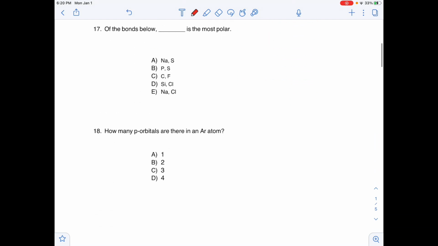For question 17, it says, of the bonds below, blank is the most polar. So you're looking for the difference in electronegativity, and when you work this out, you will end up finding that the bond between sodium and chlorine is going to have the largest difference in electronegativity, meaning that it's going to be the most polar. So the correct answer is going to be E.